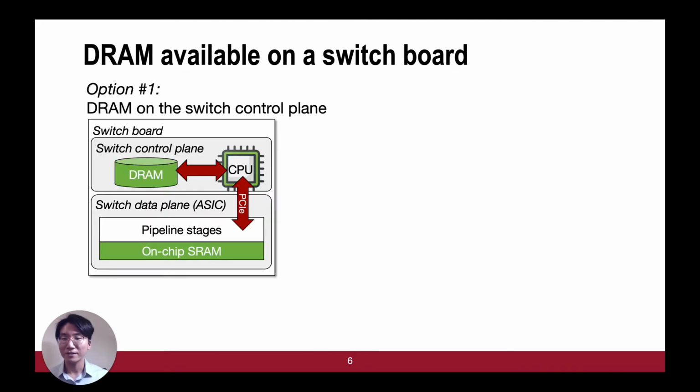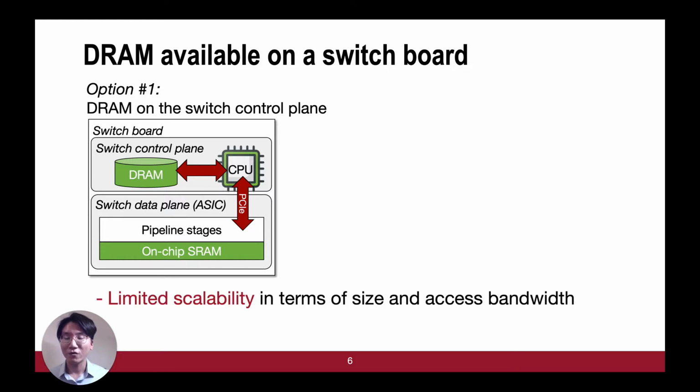The first one is in the switch control plane. The ASIC and the control plane are on the same switching board. The control plane is typically a server equipped with a CPU and a few gigabytes of DRAM. The ASIC can access DRAM through a PCIe bus, which can support at most 1 or 2 billion operations per second. This is much lower throughput than the data plane's packet processing speed, which is a few billions of packets per second. And in general, it's hard to add more DRAM and extend the bandwidth without significant hardware modification or improvement, which results in limited scalability.